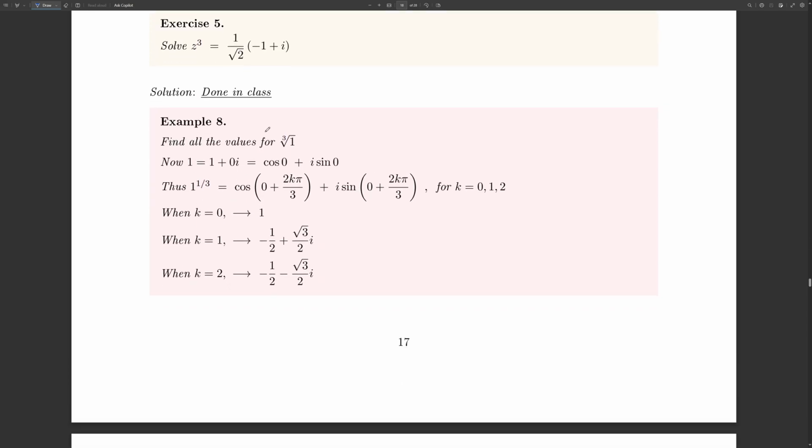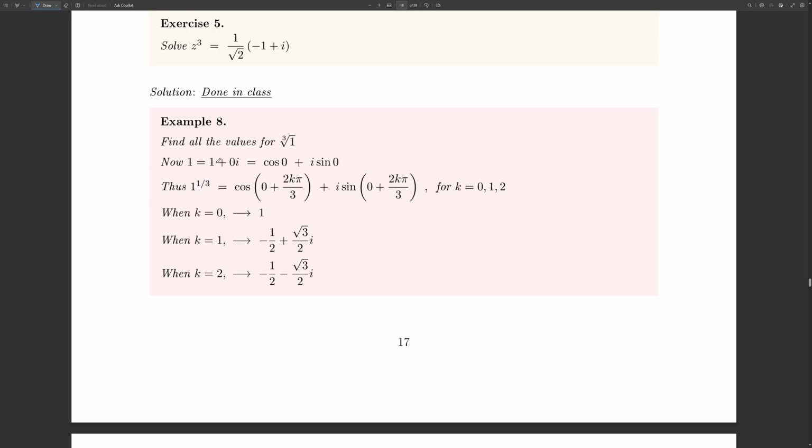It says to find all the values for which the cube root of 1. So this is one way that this question could be asked, right? To find the values for which, and we have this in this form. It could also be stated in words, right? So find all the values for which the cube root of 1, and we could have it stated in another way.